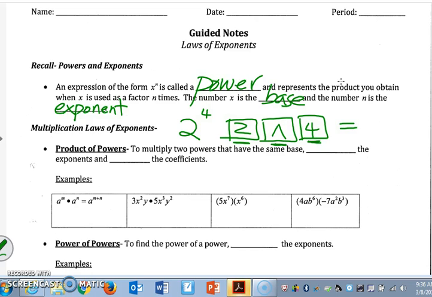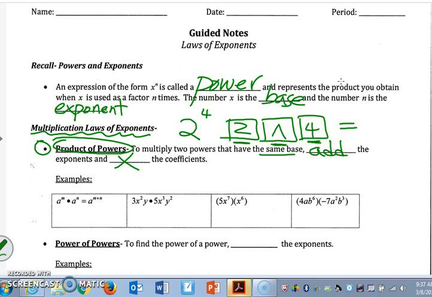So first, we're going to talk about multiplication laws of exponents. Basically, these are some of the rules when you multiply exponents. The first rule is called product of powers. If you have a highlighter, you can highlight this right here, product of powers. And when you do your homework, please use your notes. The product of powers is to multiply two powers that have the same base. When you have the same base, you're going to add. So everybody please write add in the blank. Add the exponents. And then you multiply the coefficients.